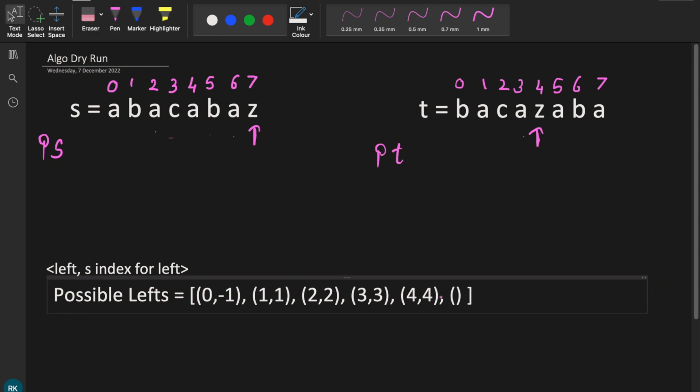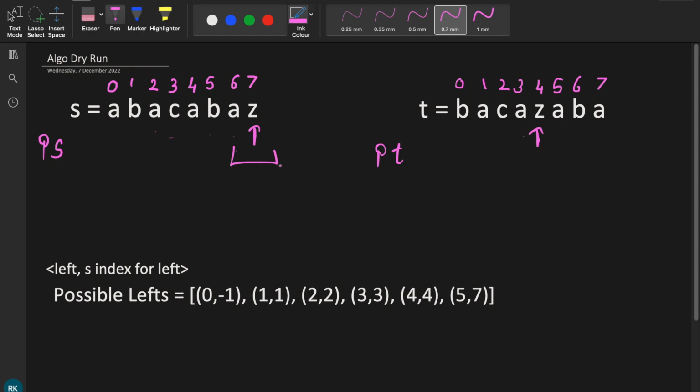Now the possible left is pt plus 1, that is 5, comma ps, that is 7. These are all the possible lefts that we have built. We cannot go forward more because we have ended the s string after this. Now these are all the possible lefts. Now what we will do is, in the same way, build rights.